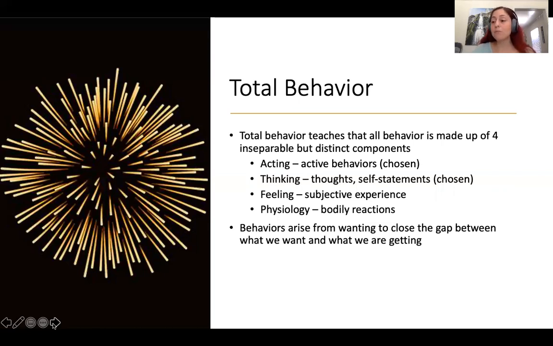For example, if we want power or inner control, but feel that we aren't getting it, our behavior will be centered on addressing this discrepancy. This may involve defiance or challenging authority, for example. These behaviors then influence other aspects of total behavior, like feelings and physiology, kind of in the same way that we learned in CBT, where thoughts influenced feelings and behaviors.